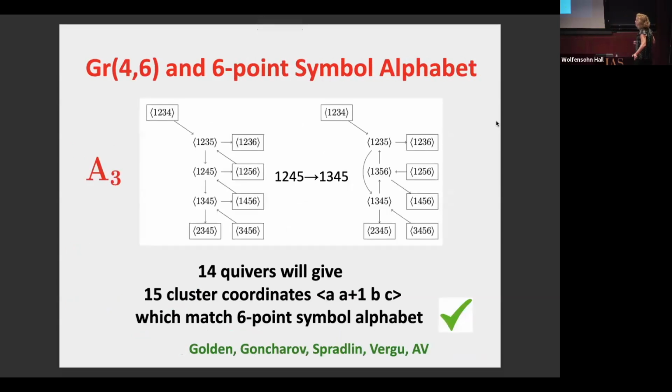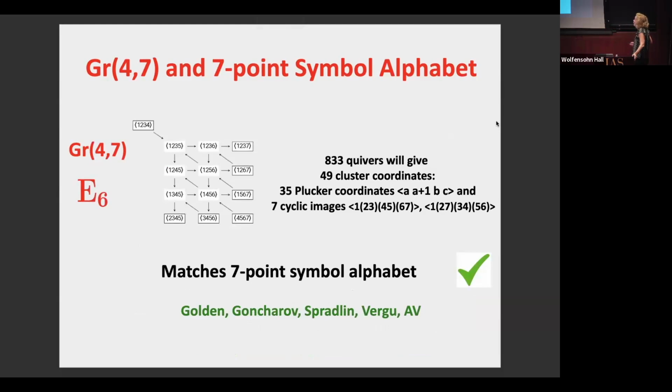That's what the cluster algebra is. And indeed, you can do this exercise. If you start with the Gr(4,6) cluster algebra and with the quiver drawn here, and then do your mutations, in this case there will be 14 quivers, and you produce a list of 15 cluster coordinates, and that indeed matches the symbol alphabet that I presented to you a moment ago. So there's a physics description and then a completely different description that follows from the cluster algebra story, very standard material in mathematics by now.